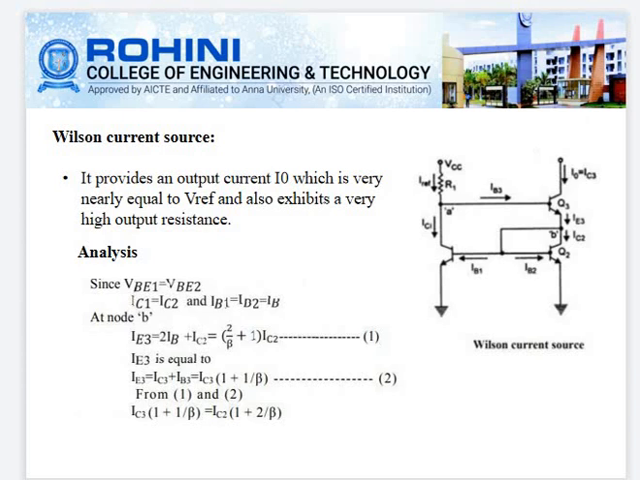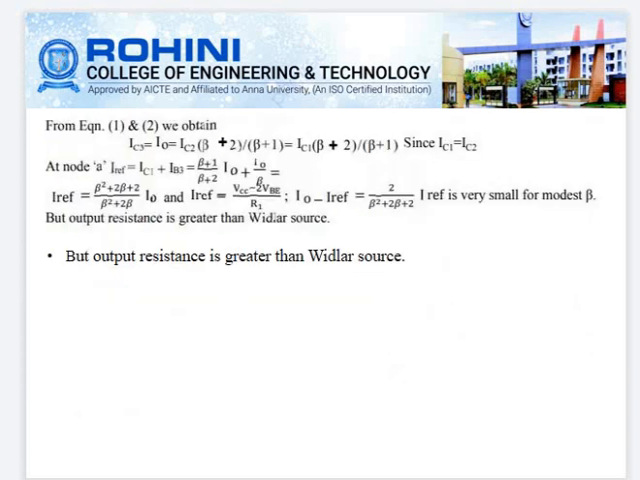From equations 1 and 2, IC3 into 1 plus 1 by beta equal to IC2 into 1 plus 2 by beta. So we obtain IC3 equal to I0, that is equal to IC2 into beta plus 2 divided by beta plus 1. IC1 is equal to IC2. At node A, reference current I reference equal to IC1 plus IB3, equal to beta plus 2 by beta plus 1 into I0 plus I0 divided by beta.